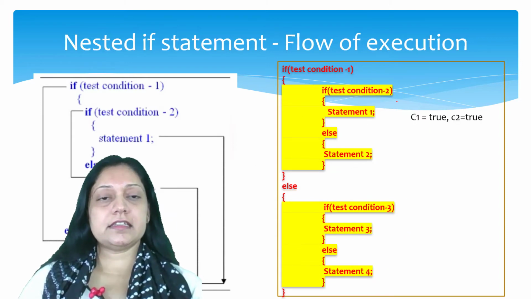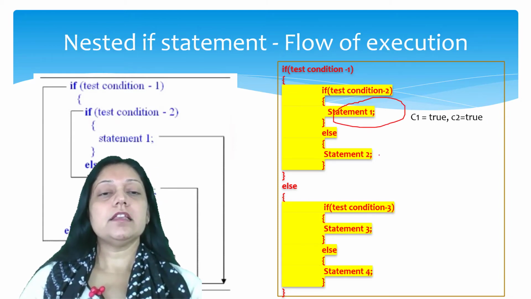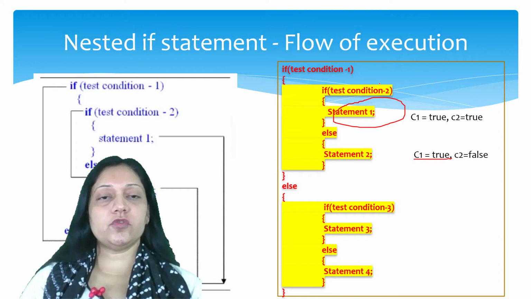We'll summarize this. That is, statement 1 is executed when the condition 1 is true and condition 2 is true. Okay, so both the conditions should be true if you want to evaluate the statement 1. Statement 2 will be evaluated when the condition 1 is true and condition 2 is false. So it will come to the else part and execute statement 2.